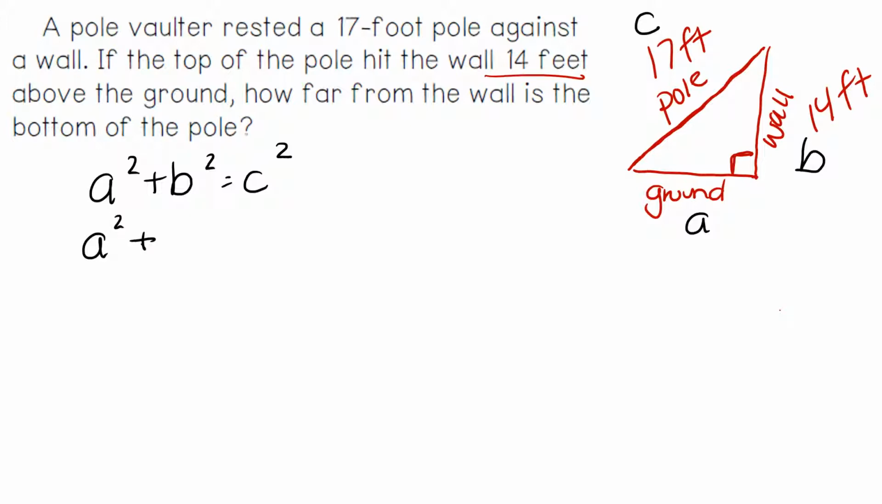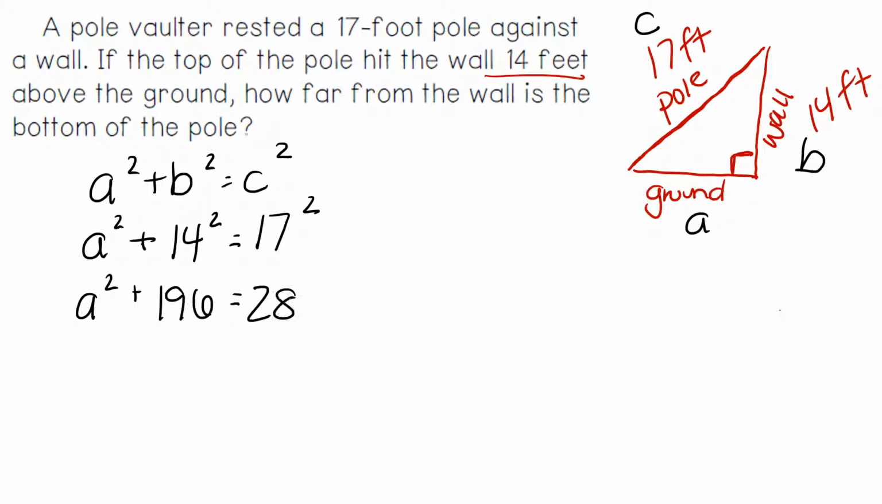A, the ground is missing. B, the wall is 14. C, the pole is 17. 14 squared is going to give us 196. 17 squared is going to give us 289. To combine like terms, 196 and 289 are on opposite sides, so we do the opposite operation. We do a minus 196. 289 minus 196 is going to give us 93.